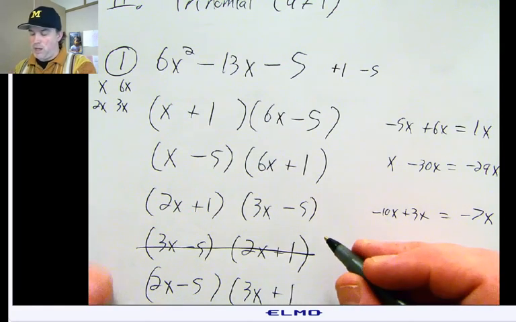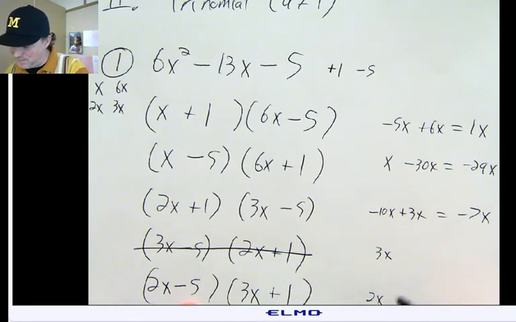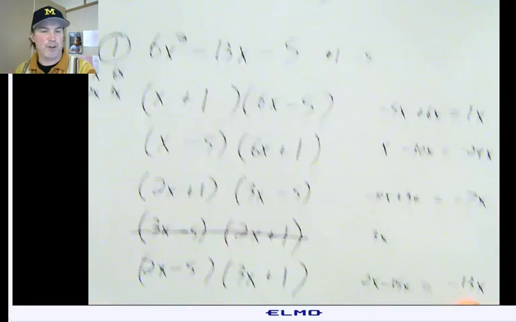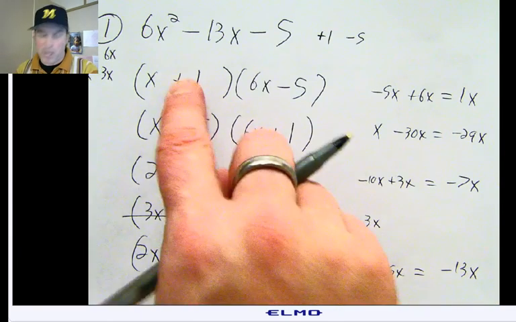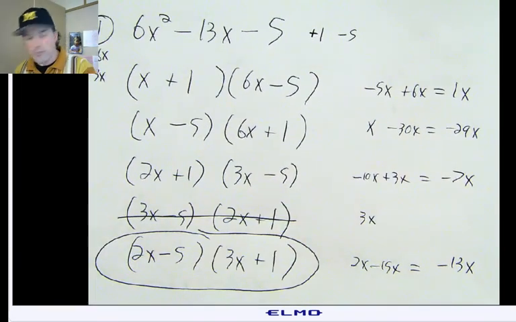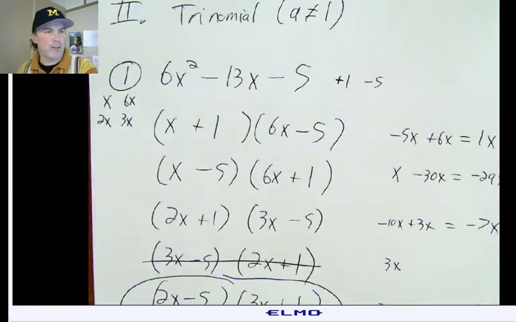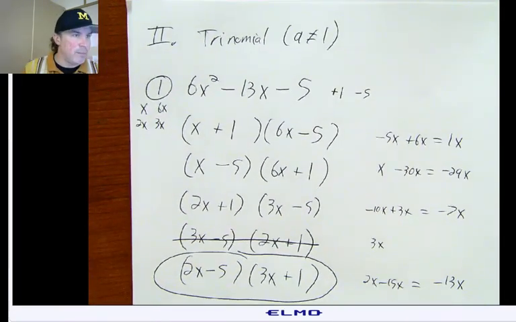Okay. Sorry about that. So when I test out this one, I get 2x minus 15x, which is that negative 13x that I'm looking for. It's always the last one you try, isn't it? So because this is the way that the outers and the inners multiplied, this is my answer. And that's how you're going to go about factoring 6x squared minus 13x minus 5.